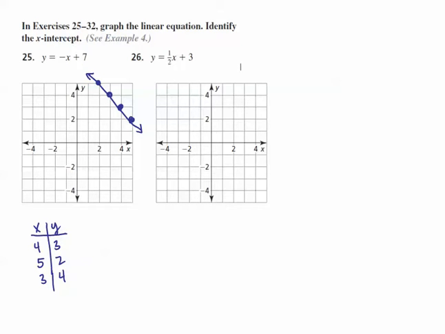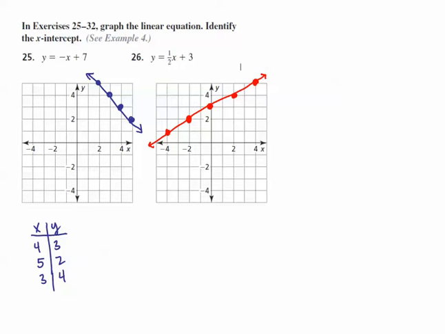How do we graph an equation in slope-intercept form? We first find the y-intercept. In the case of number 26, we find y equals 3. Then we use the slope to find additional points. We go up 1, right 2, up 1, right 2, and we can go down 1, left 2, down 1, left 2, and we can see how to graph this particular line, and we're all set.